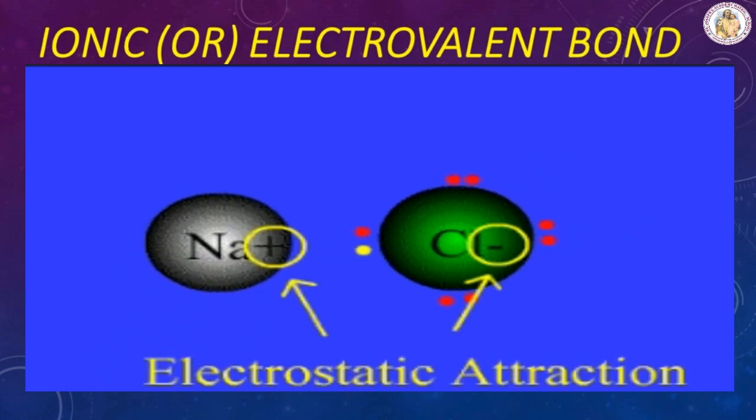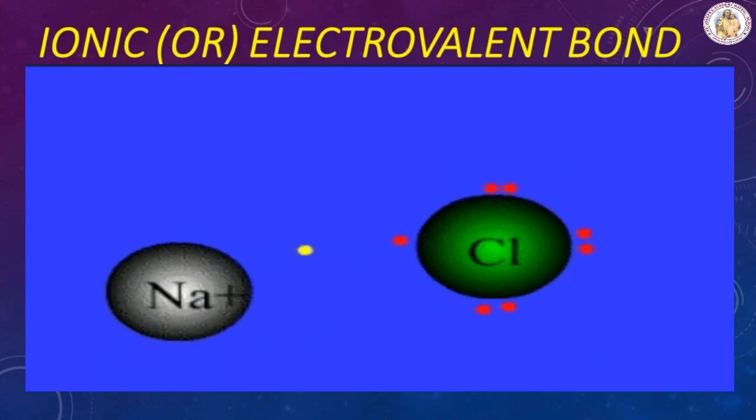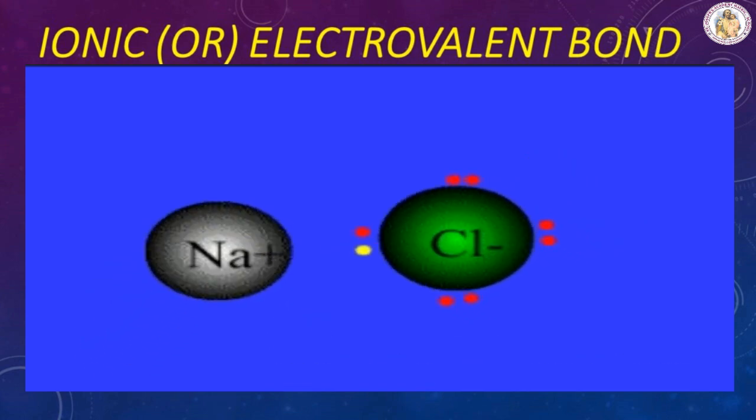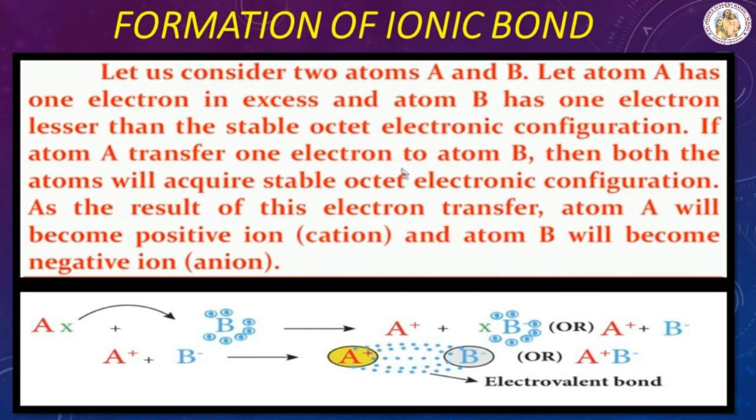Since the valency concept has been explained in terms of electrons, it is also called electrovalent bond. Now come to the formation of ionic bond. Let us consider two atoms A and B. Let's see the picture. Let atom A have one electron in excess and atom B have one electron less than the stable octet electronic configuration.